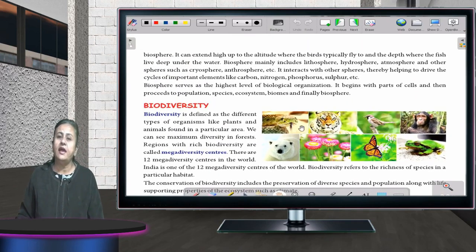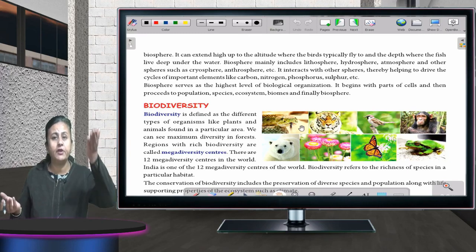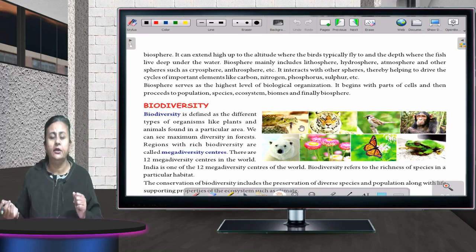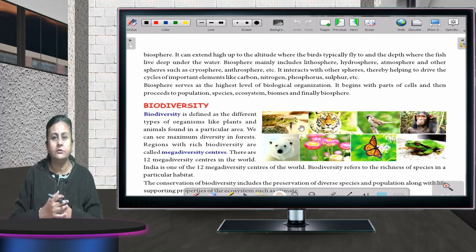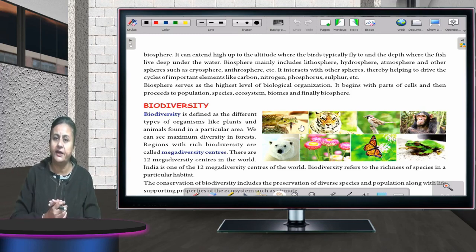Children, life is existing everywhere. Okay, you can see so many birds. Where are they? They are flying so high up in the sky. Life is existing there also. Then deep down in the ocean, a lot of aquatic animals are there. Life exists there, and even on land, forests are there, plateaus are there, hills are there. So life is existing everywhere. That is termed as biosphere.